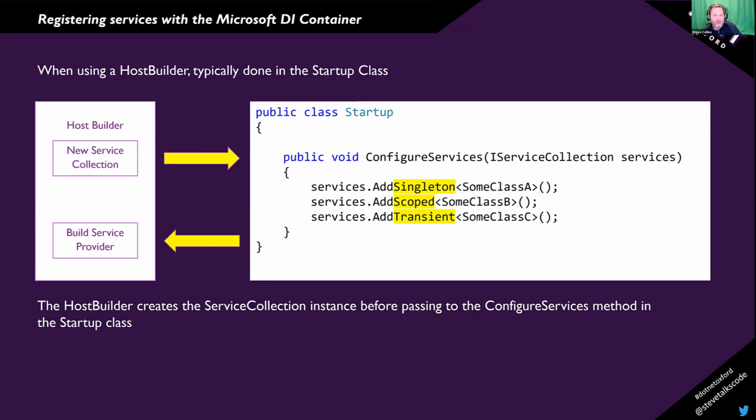After that, it will then call the BuildServiceProvider method on the service collection to go and create the container instance based on those service registrations. Once built, the container will then be used to resolve the instances whenever you're required.